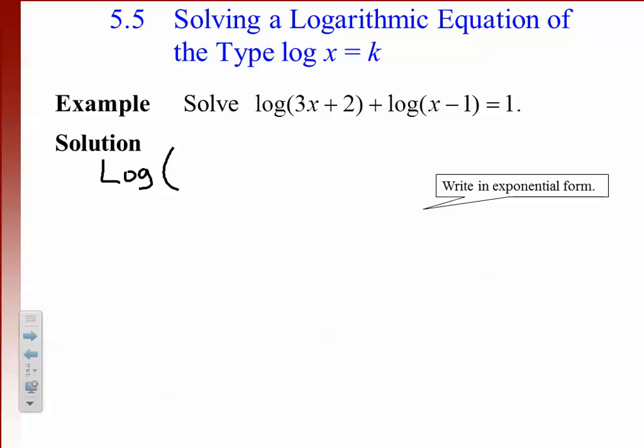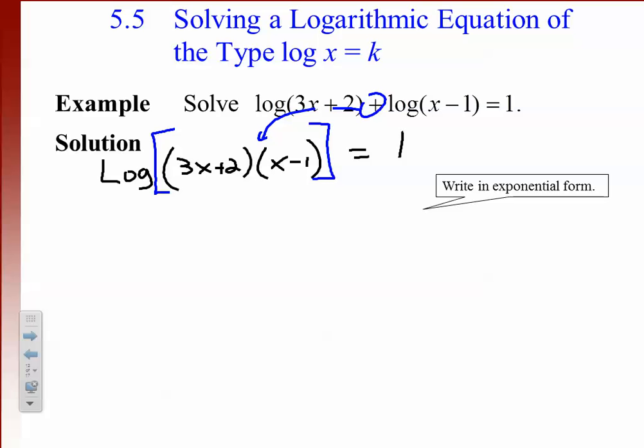log of 3x plus 2 times the log of x minus 1. All that's the log of those two products, because that plus sign means multiplication in log form. I'll say though that's still just going to equal 1. Okay, so what do we do now?